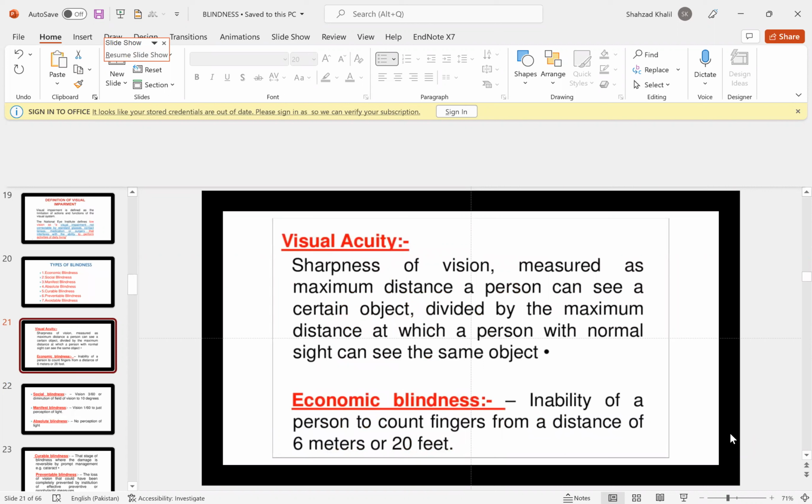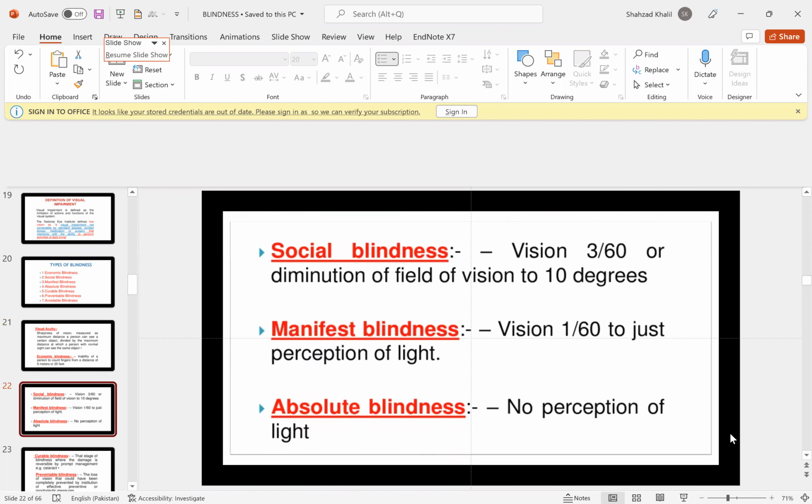What is visual acuity? It is the sharpness of vision, measured as the maximum distance a person can see a certain object, divided by the maximum distance at which a person with normal sight can see the same object. Economic blindness is an inability of a person to count fingers at a distance of 6 meters or 20 feet. Social blindness, vision 3 by 60 or diminution of field of vision to 10 degrees. Manifest blindness, vision 1 by 60, just perception of light.